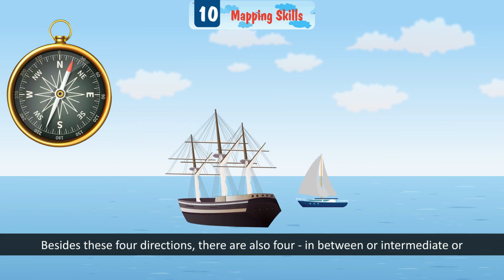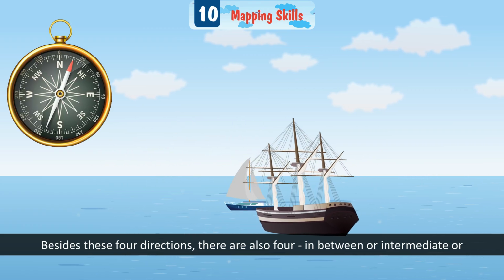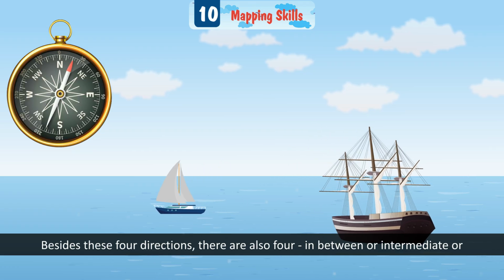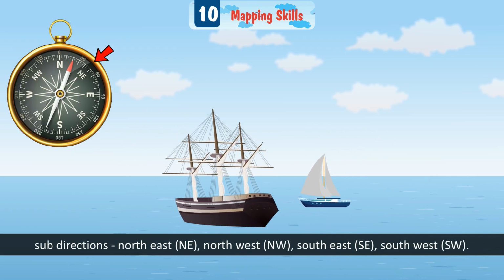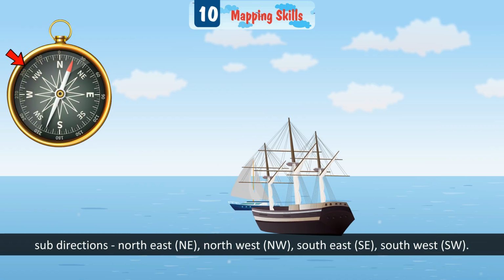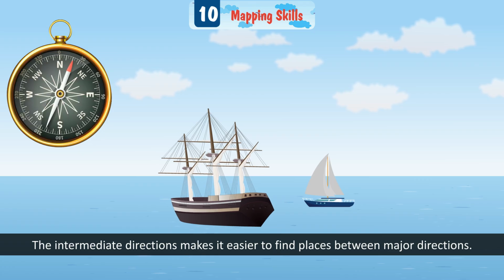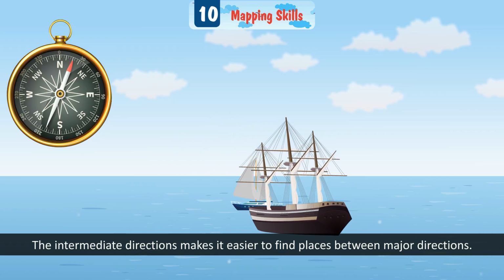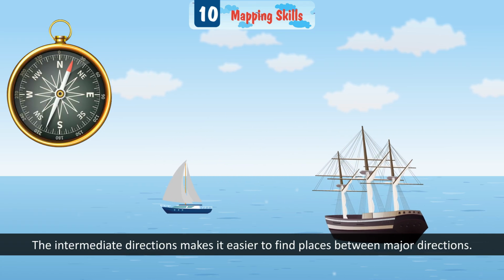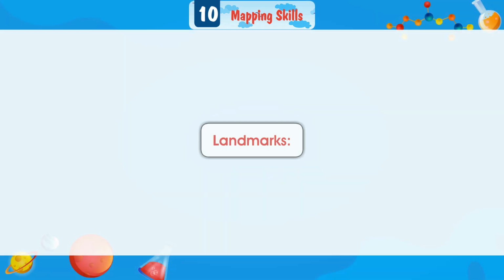Besides these 4 directions, there are also 4 in-between or intermediate or sub-directions: north-east, north-west, south-east, south-west. The intermediate directions make it easier to find places between major directions.